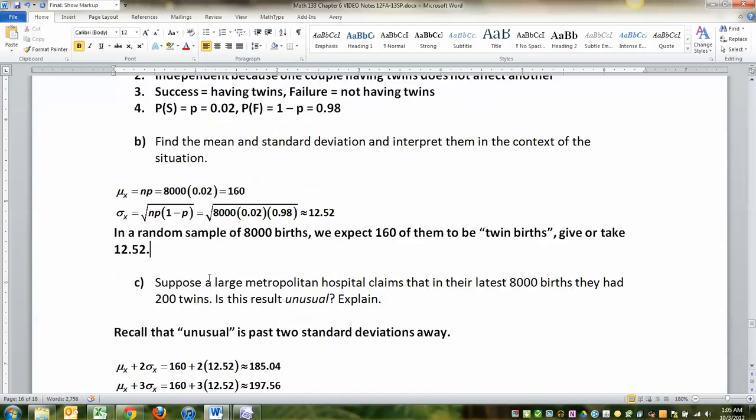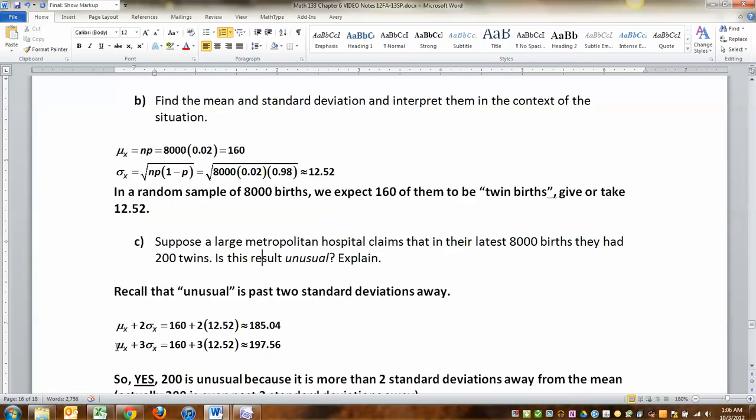Now, suppose a large metropolitan hospital claims that in their latest 8,000 births they had 200 twins. Is that unusual? Remember that in Chapter 3, we considered unusual to be past 2 standard deviations away. This is on the high end because it's 200, so we're not even going to bother with the negative numbers. We're just going to look at the positive ones. So we take the mean and add on 2 standard deviations: 160 plus 2 times 12.52 is 185.04.